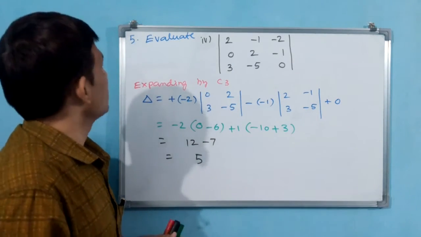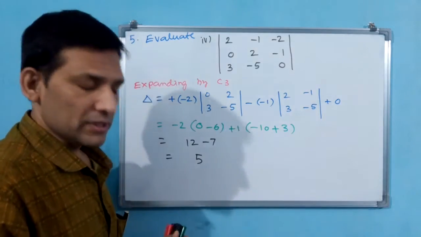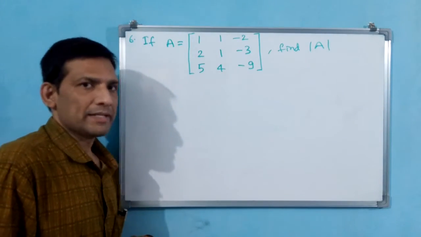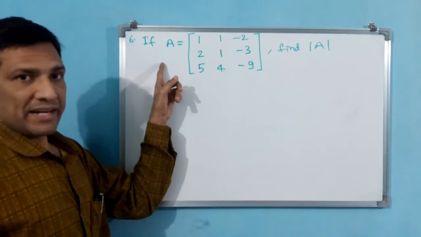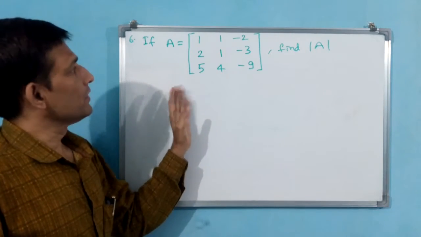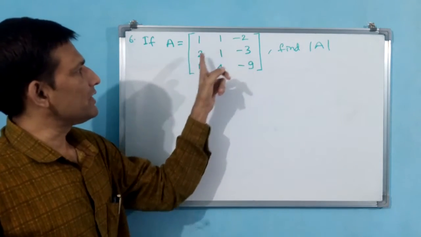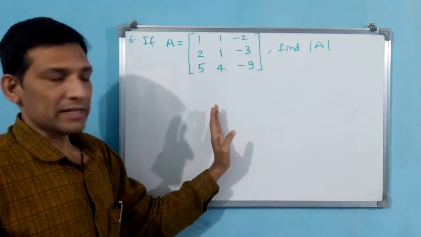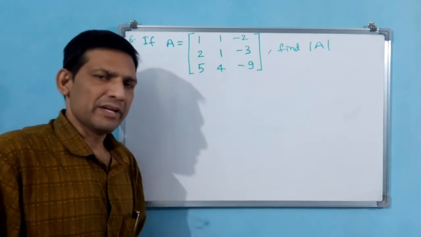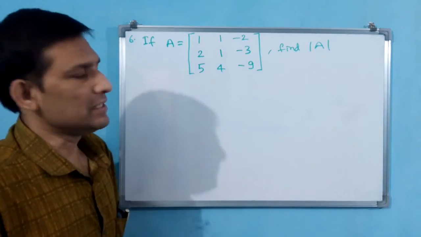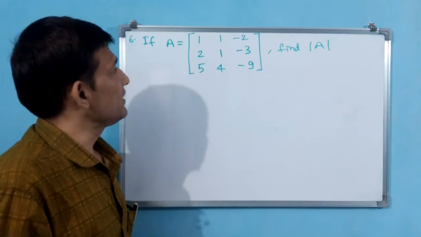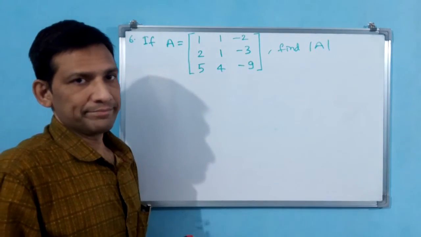Okay, fifth question, fourth part. Let us go for sixth question. See the sixth question, what they have given. Matrix they have given, matrix A, 3 by 3 matrix, 1 1 minus 2 2 1 minus 3 5 4 minus 9. Asking to find determinant A. We can find determinant 3 by 3 determinant. Okay. See here no zeros are there.